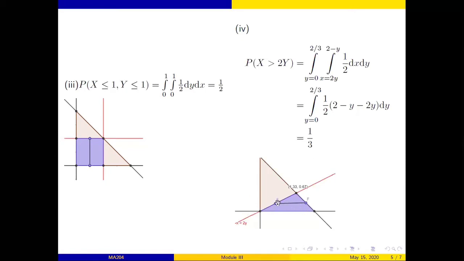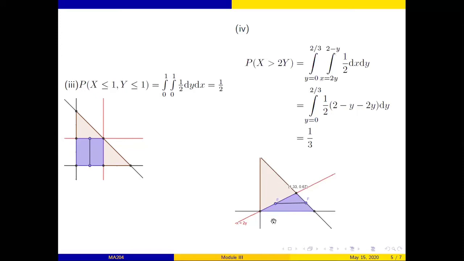So in this horizontal strip, the lower limit is E and the maximum value is F, and the lower limit E is determined by the equation x equal to 2y. So x equal to 2y is the lower limit. Then the maximum value of this line falls on the line x plus y equal to 2, and therefore F is determined by the equation x is equal to 2 minus y.